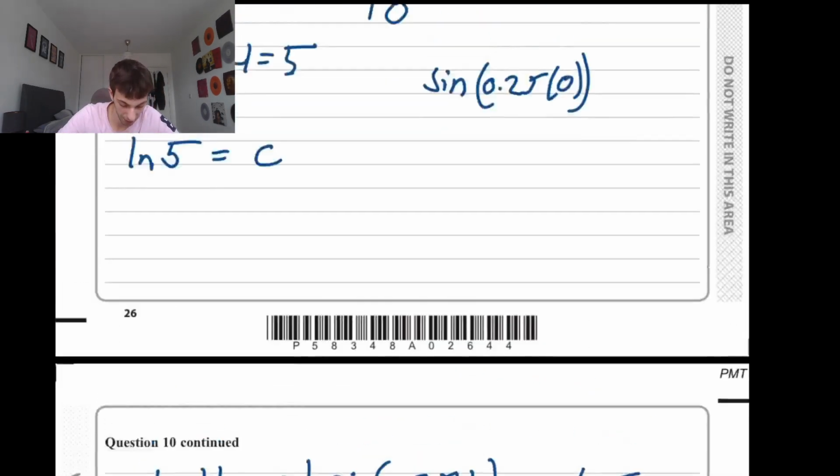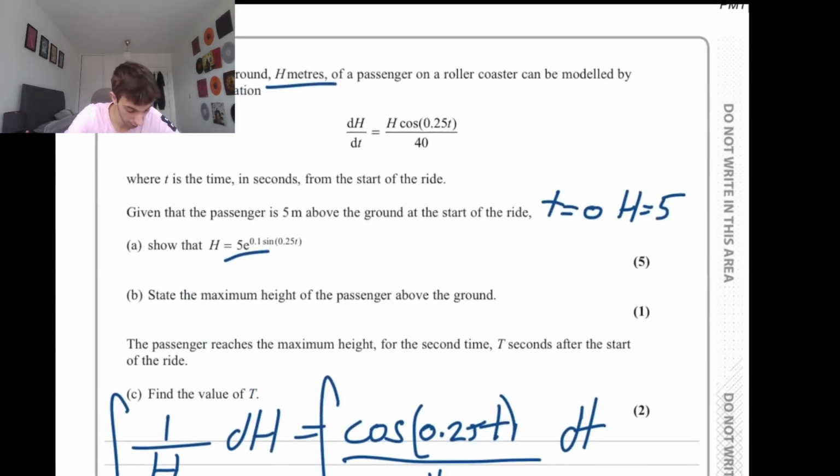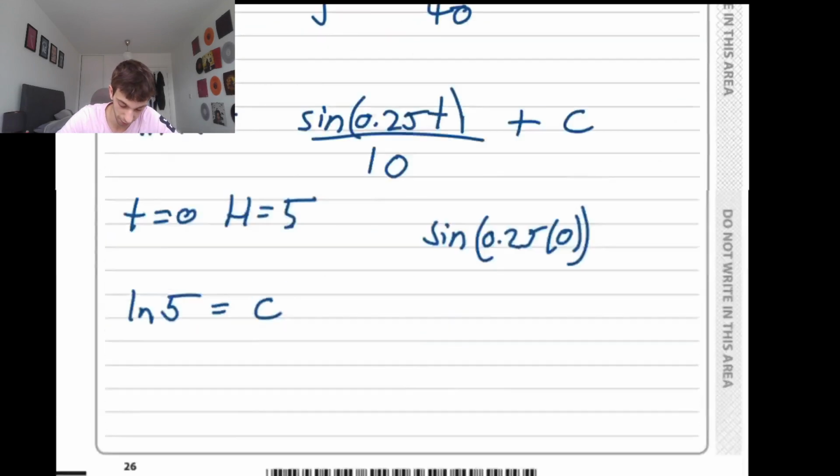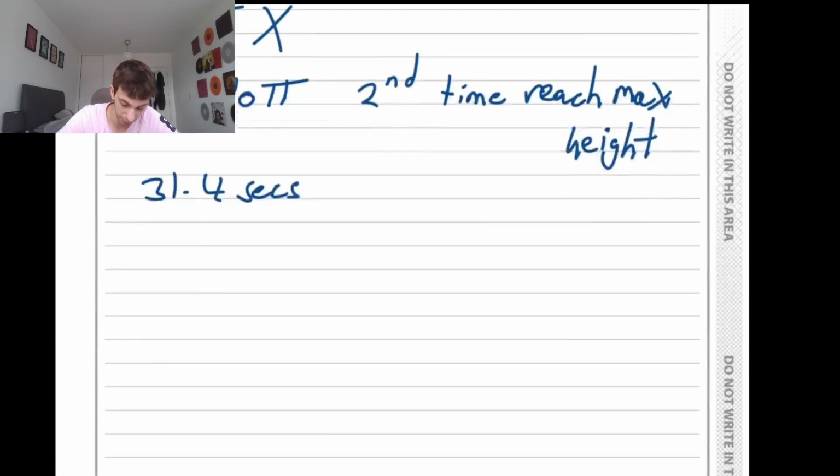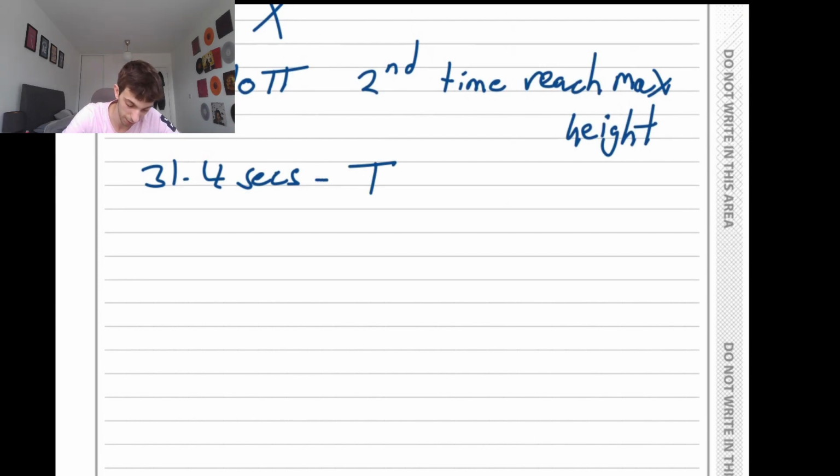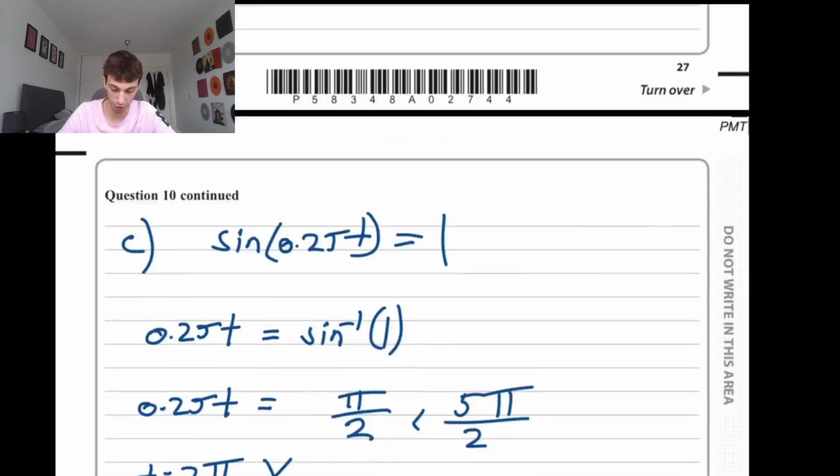I believe they want it in seconds. Let's check if they want it in minutes or something. T seconds after the start of the ride. Find the value of t. Value of t would indeed be 31.4 seconds. And that's it. That is question 10, I believe.